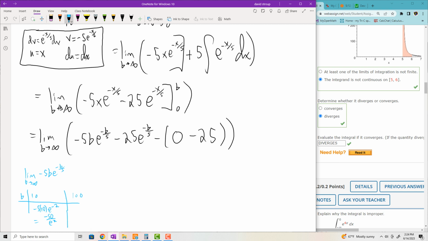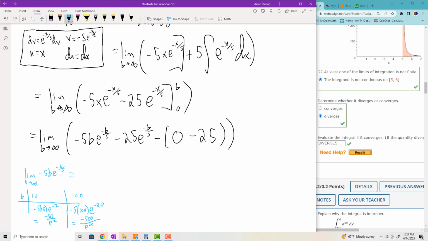Let's see what the next guy is. So I have negative 5 times 100, times e to the negative 100 over 5, which I believe is negative 20. So this will be negative 500 all over e to the 20. That e to the 20 is a huge number. I don't even know if my calculator will do it. So the end result is going to be kind of an L over infinity type deal.